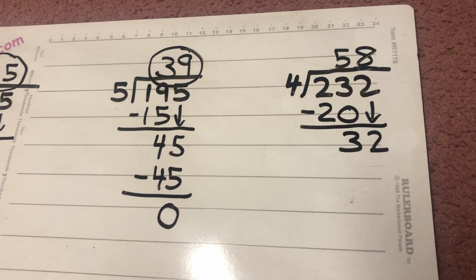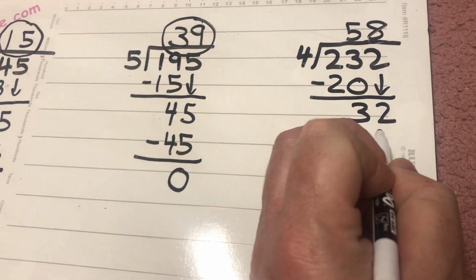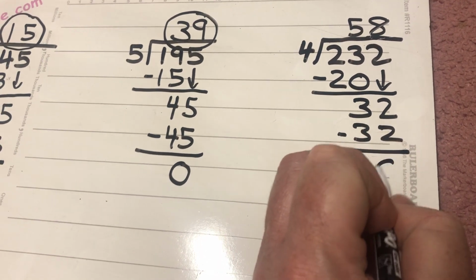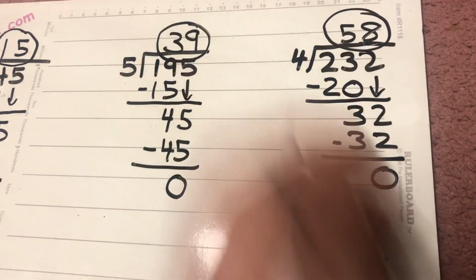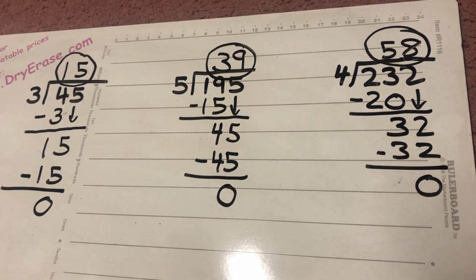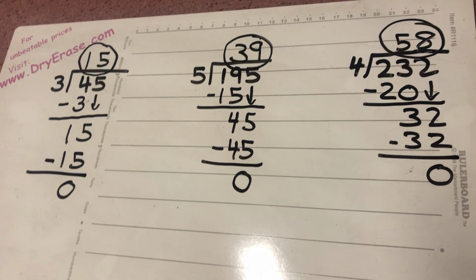And then after I divide, I multiply. 4 times 8 is 32. 32 minus 32 is 0. There are no numbers left to bring down. There's none left over. My final answer is 58. And you will not end up with remainders in today's assignment. So that's pretty straightforward, kind of a first day of long division.